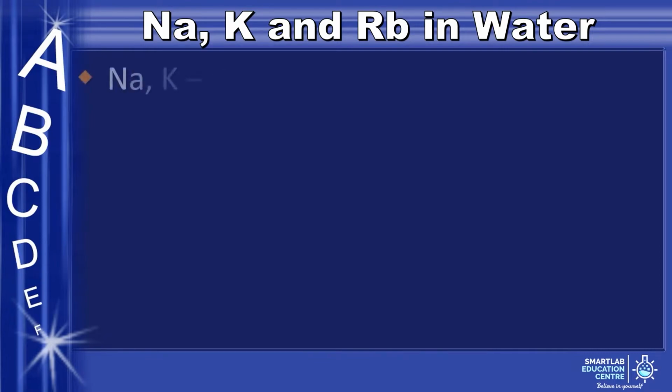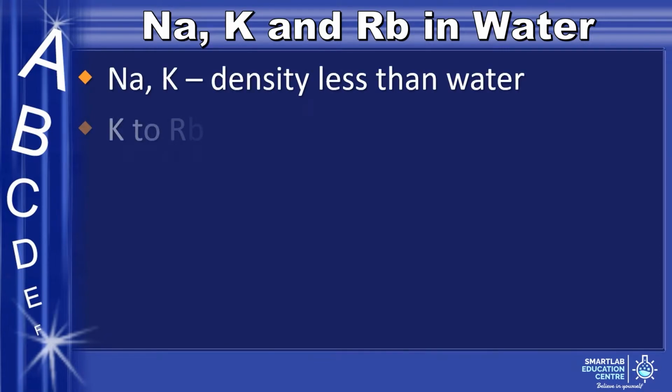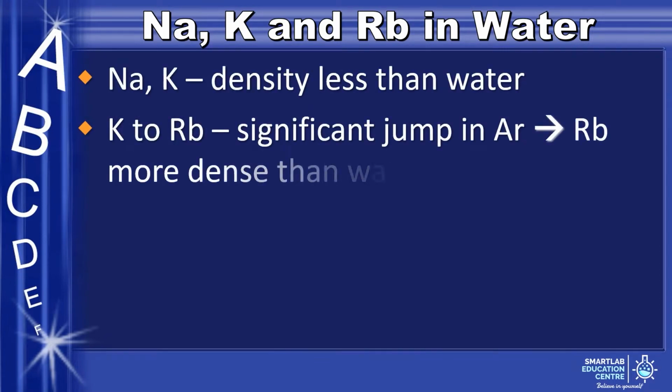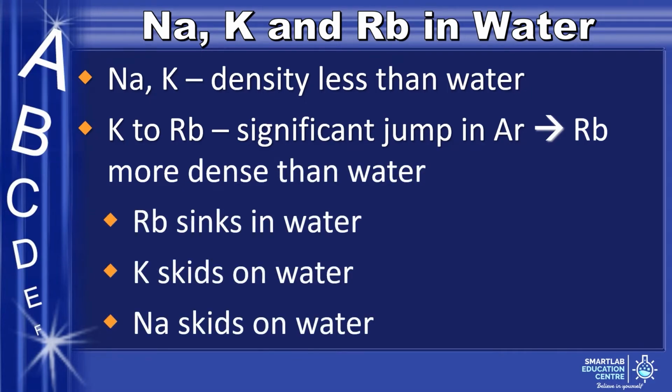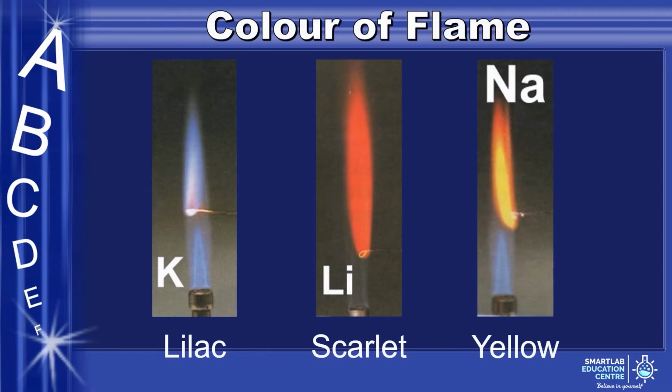Sodium and potassium have a density that is less than water, while from potassium to rubidium, since there is a significant jump in Ar, rubidium is now more dense than water, and therefore only rubidium sinks in water. The diagram below shows the color of flames that are produced when respective alkali metals are burnt in it.